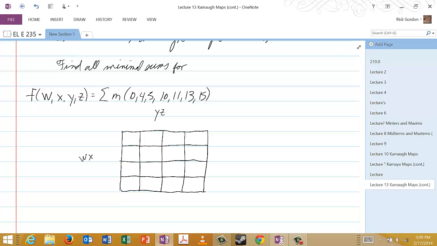And again, the way we choose those is we look at the order in which the variables are listed in the argument of the function. And so since W and X are first, we put those on the vertical axis. Since Y and Z are last, they will be on the horizontal axis. And then we number these in the usual way.